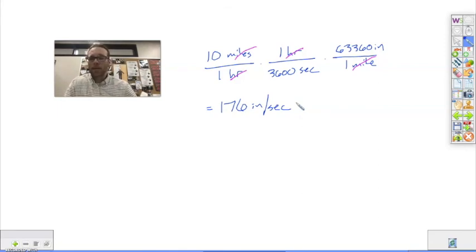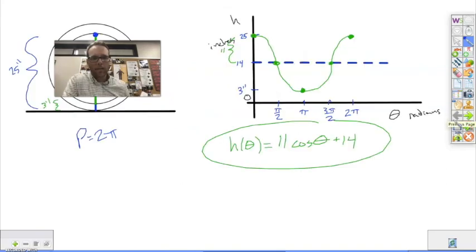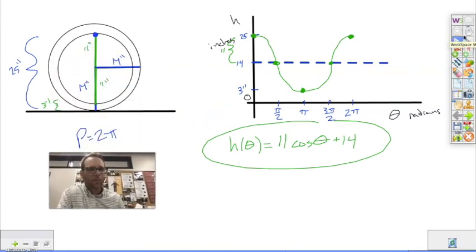Now, what type of speed is that? That is a linear speed, isn't it? Okay. Now, I want to go back to when we had the height. We had the height graphed by the angle. Now we're going to graph height, but not with the angle, but with time, which is in seconds.